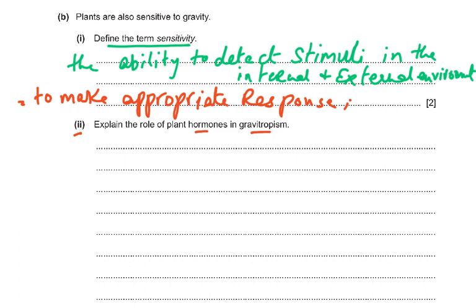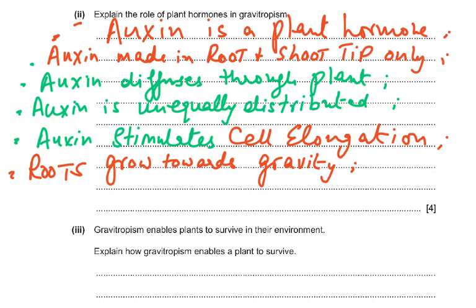So gravitropism is only about gravity that we're going to be talking about. To explain the role of the plant hormones in gravitropism, there are many points. You could have given me about 7 points, but any 4 of these and you would have got your 4 out of 4. Auxin is a plant hormone. Auxin is made in the root and shoot tips only. Auxin diffuses through the plant.